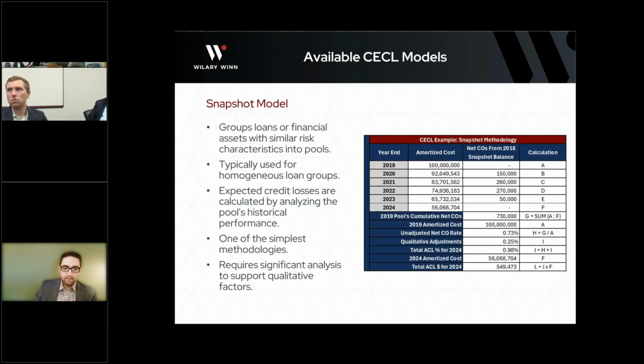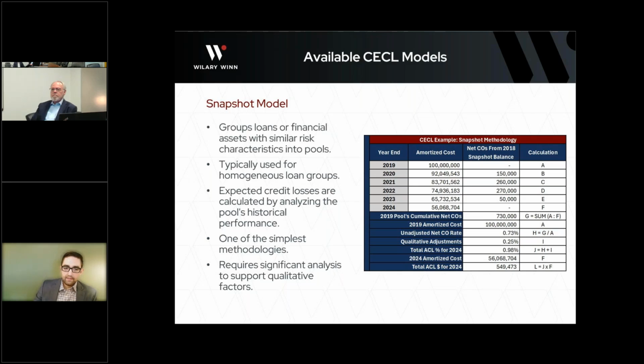So the first CECL model we'll talk about is the snapshot model. You might also hear it called pool-based or static pool model. The idea is pretty straightforward. You take loans or other financial assets that share similar risk characteristics, things like product type, credit score, loan term, whatever it may be. You group them into pools. Once they're grouped, you apply a historical loss to each pool and then estimate expected credit losses that way.